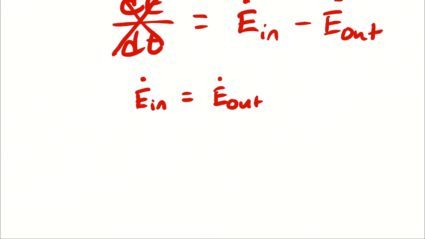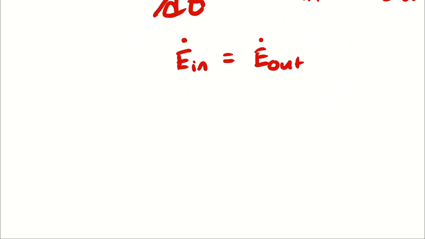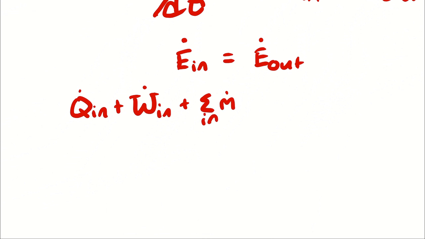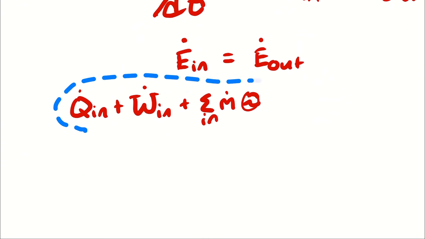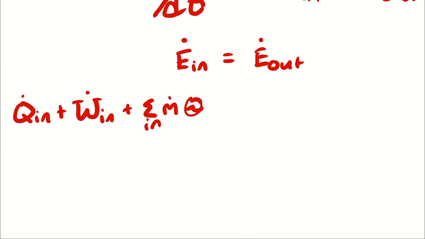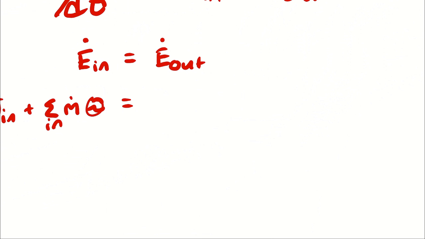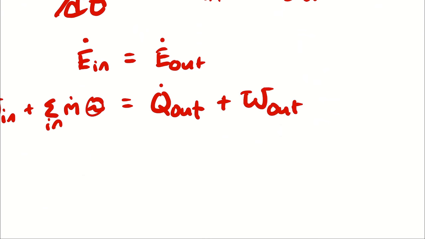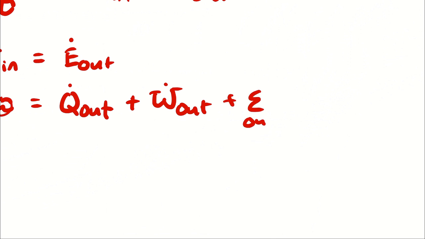Next, I recognize that because I have an open system, energy can cross the boundary in either direction in the form of heat transfer, work, or the energy associated with a moving mass. So E dot in could be heat transfer in, it could be work in, the rate of work in, and it could also be the sum in of m dot theta. Heat transfer, work, and the energy associated with a moving mass. I will move that a little bit more to the left so that my equal signs remain lined up. E dot out, likewise, could be Q dot out. It could be work dot out. And it could be the energy associated with the exiting mass.